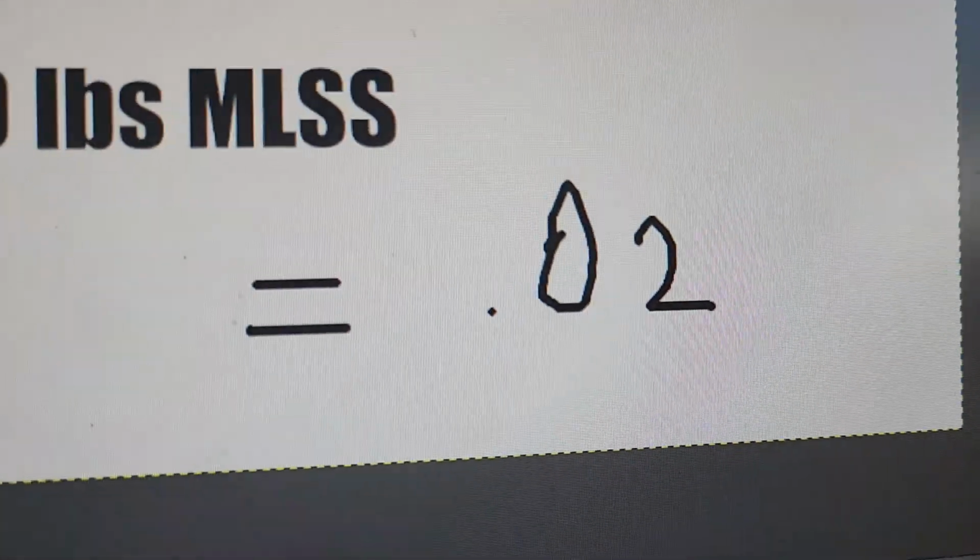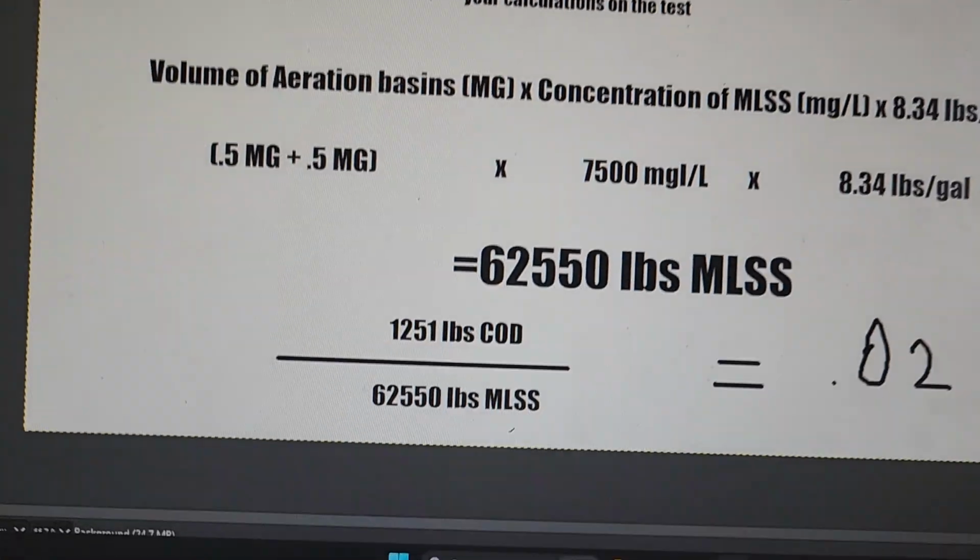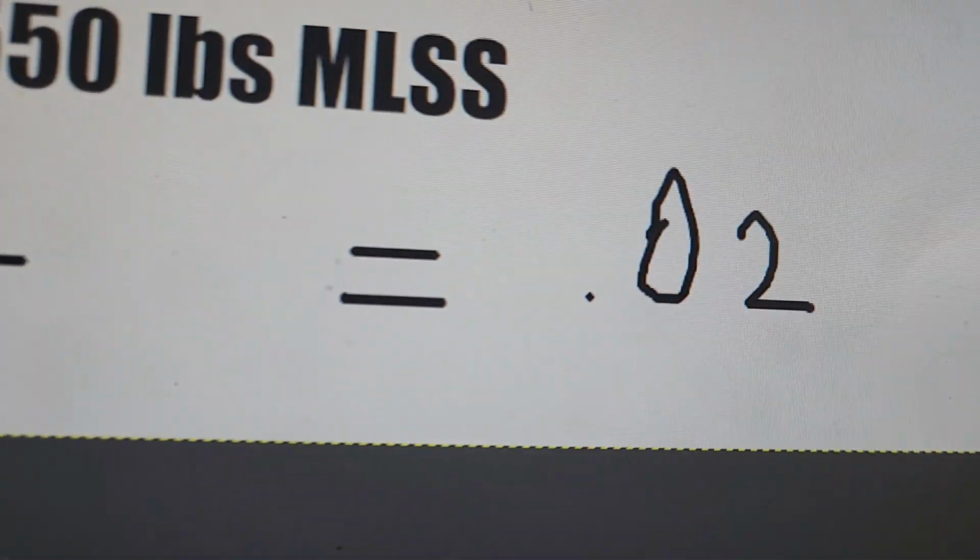I got a rough 0.02 for my, you see my handwriting there with the mouse. Great. Just great. So that's how you do it.